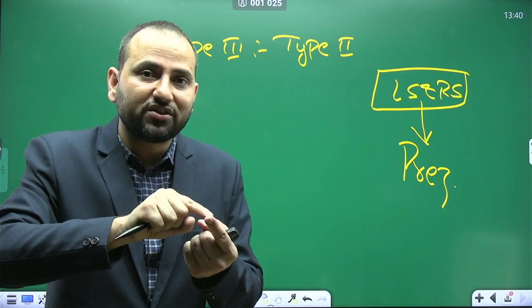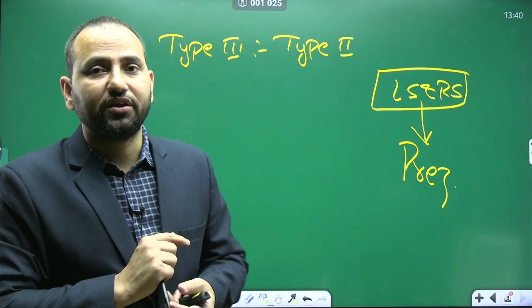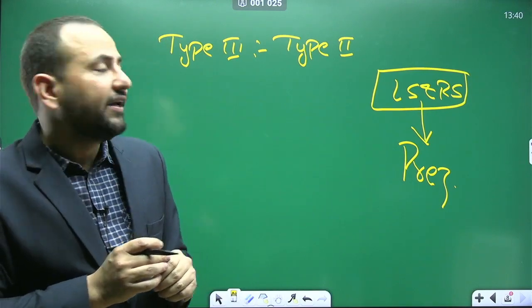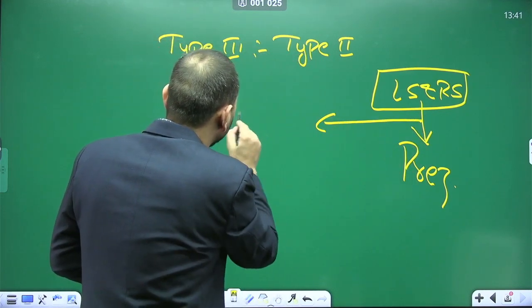The first type is done by the Parliament, and the second type is done by the Parliament as well as the state legislature. So I'm talking about this second type. What happens here? We have to understand this very clearly, that when Lok Sabha and Rajya Sabha pass the bill, then it goes to the state legislature.